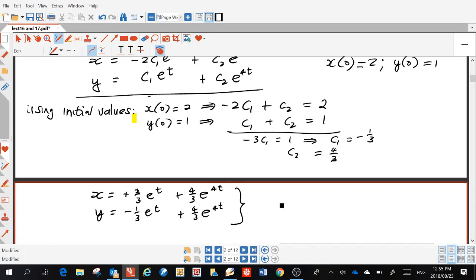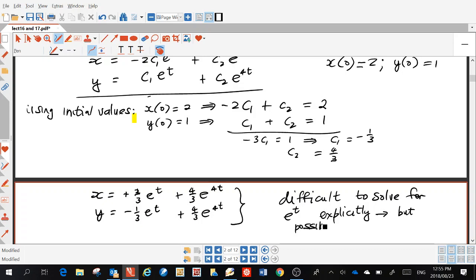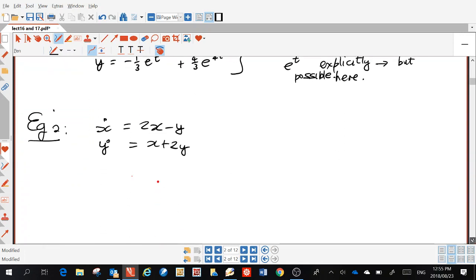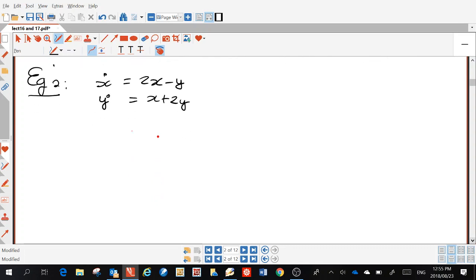Okay, so it is possible. All right, let's leave that. Let's take this example here now. This has got a different spin. What is the different spin here?